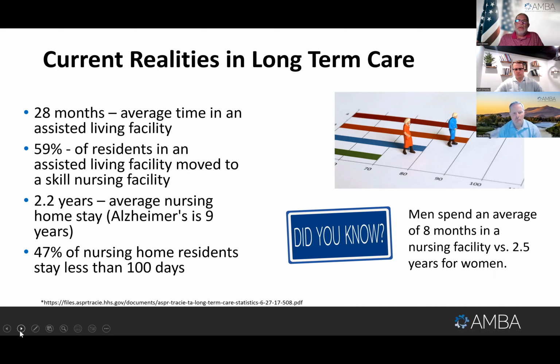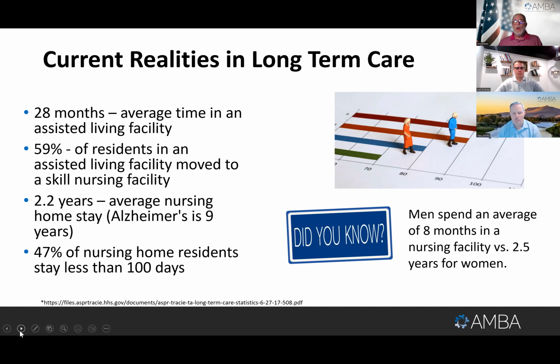But almost 60% of people who start in an assisted living facility will move into a skilled nursing facility sometime in their life. Now, the average stay in a nursing home is 2.2 years. For my dad, it was a little less than 2 years. Men tend to spend on average about 8 months in a nursing home facility. Women will spend about 2.5 years. So think about your situation.